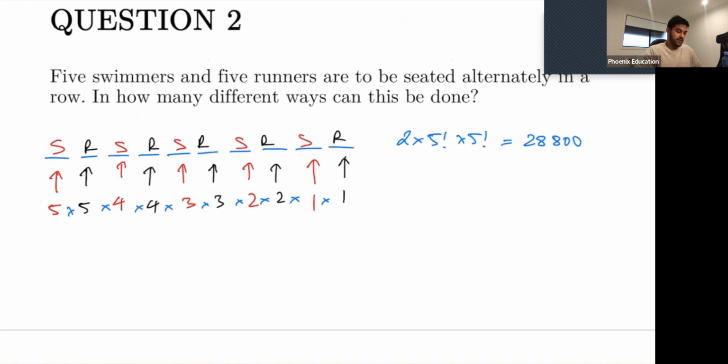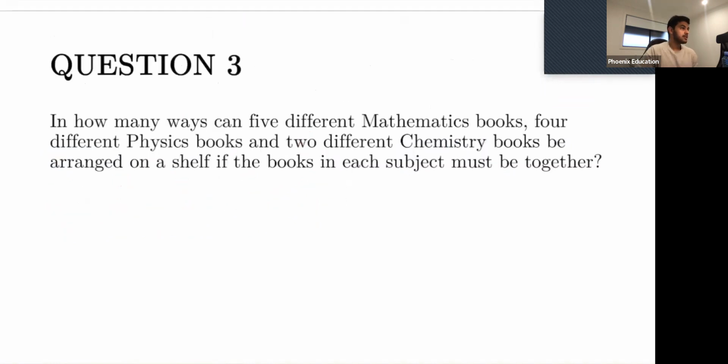All right, let's move to the next question. So have a think about this one. So this is the arrangements in a bookshelf scenario that we were talking about earlier.